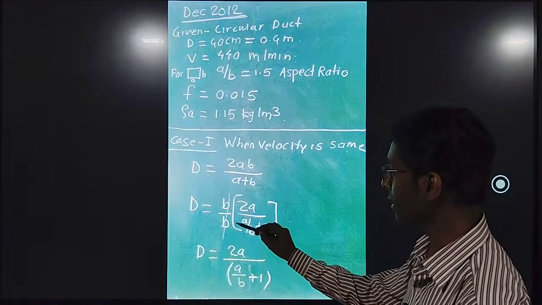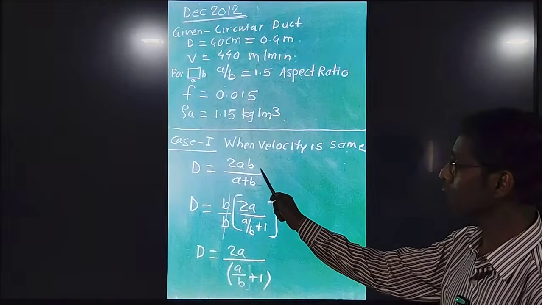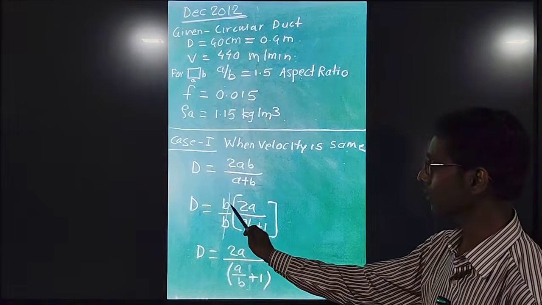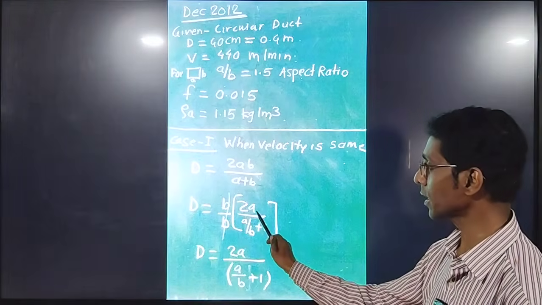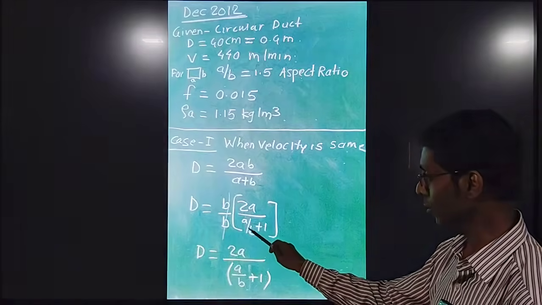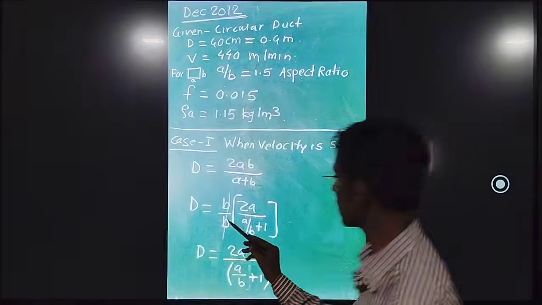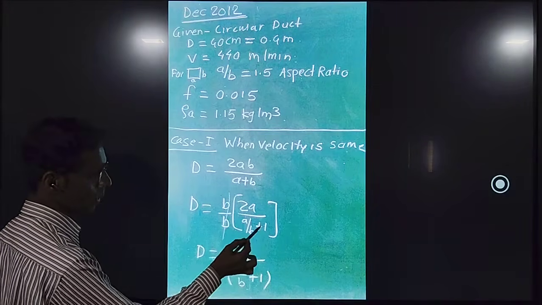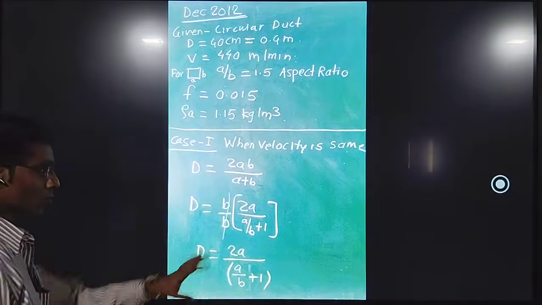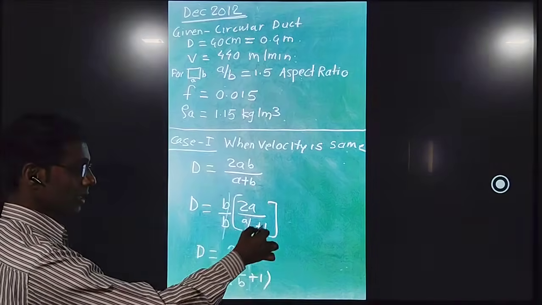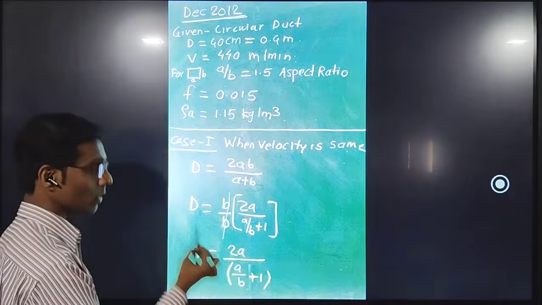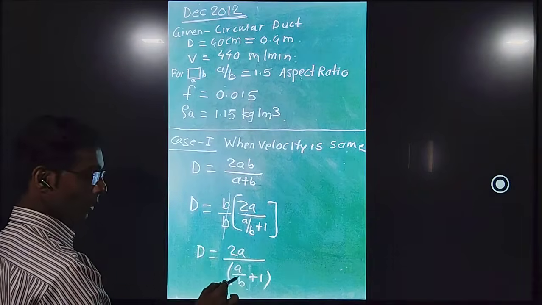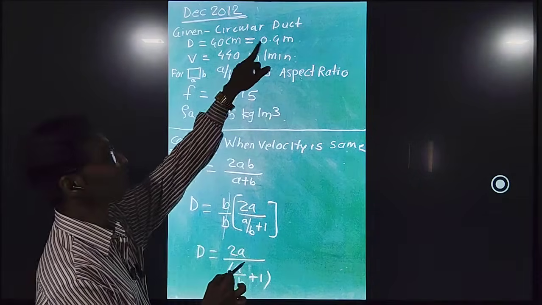So that is why we do the arrangement. That arrangement is what? We take common B from the numerator and denominator. In the numerator, if you take B outside the bracket, 2A remains inside. Below at the denominator, if you take common B, then inside the bracket what will come? A by B plus 1. So B gets cancelled, and we find this expression. Now in this expression, we can put A by B, that is the given aspect ratio, 1.5. So 1.5 will be here. Diameter D is given as 0.4.